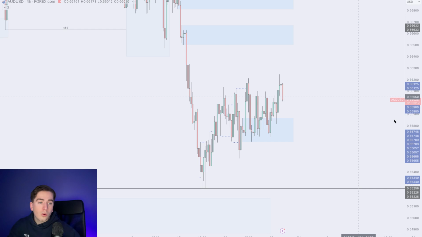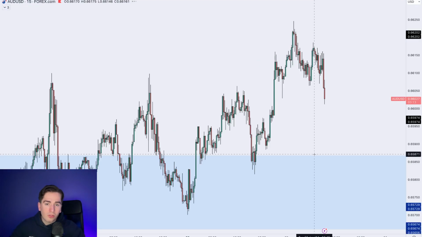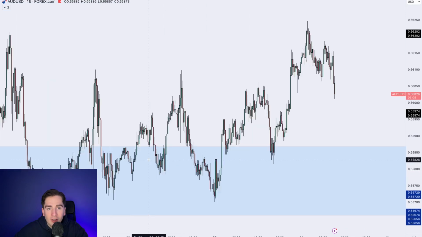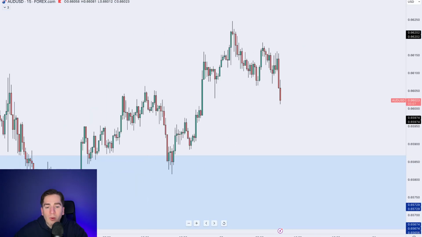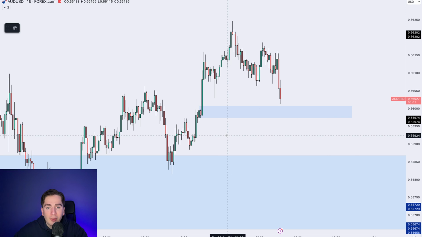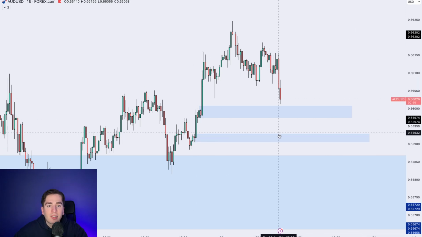Now going in towards the 15-minute, because obviously that's what we're all interested in, there's not much. It's very consolidative, but overall what I'm looking to see is a reaction to this area of demand over here, liquidating this low as we are currently doing, or even a reaction to this lower area of demand over here. So let's see if we get that bullish intention, then look for a 15-minute change of character.